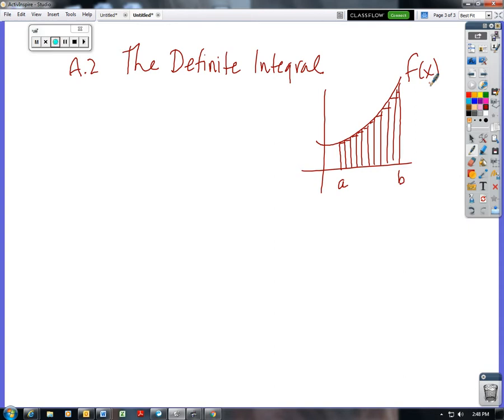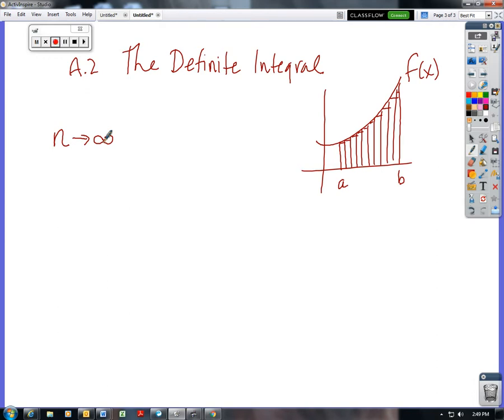Well, the more rectangles we have, the closer the estimate will be to the actual. So you might have considered what's going to happen if the number of rectangles, n, the number of subintervals we talked about earlier, approaches infinity. Well, when that happens, as n approaches infinity, the estimate approaches the actual.